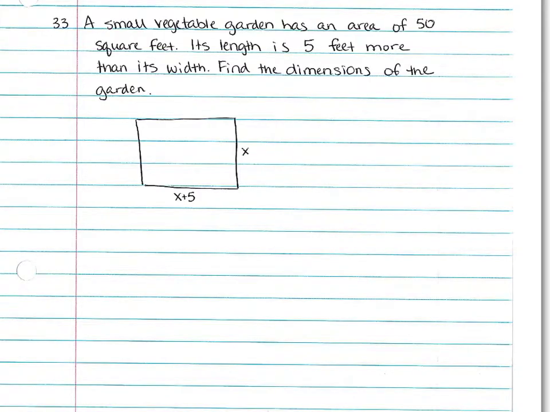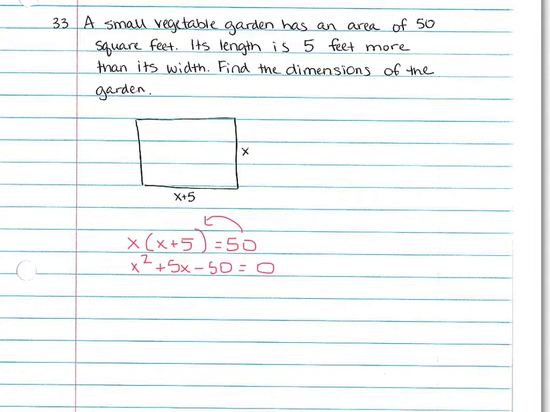And for the final question of our review, a small vegetable garden has an area of 50 square feet. Its length is 5 feet more than its width. Find the dimensions of the garden. So I'm going to take this, and area is length times width. So we're going to take the x times the x plus 5, and we're going to set that equal to 50 because that's what it tells us the area is. I'm going to multiply x squared plus 5x, and I'm going to take that 50 and move it over to the left side by subtracting it, setting it all equal to 0.